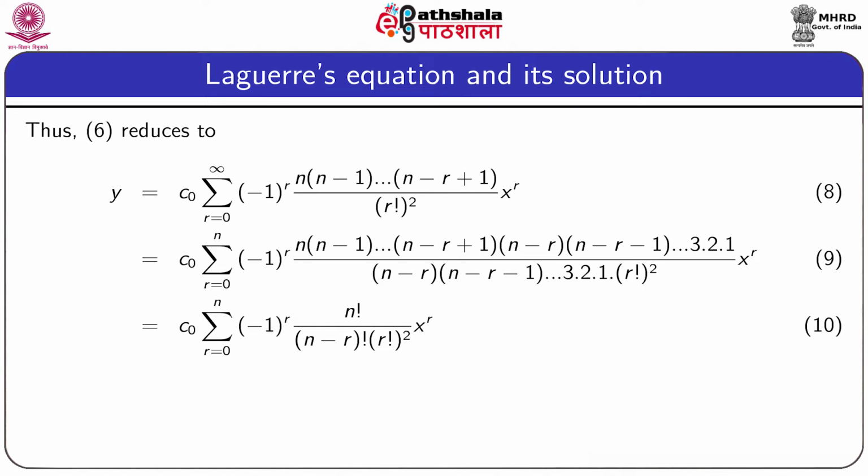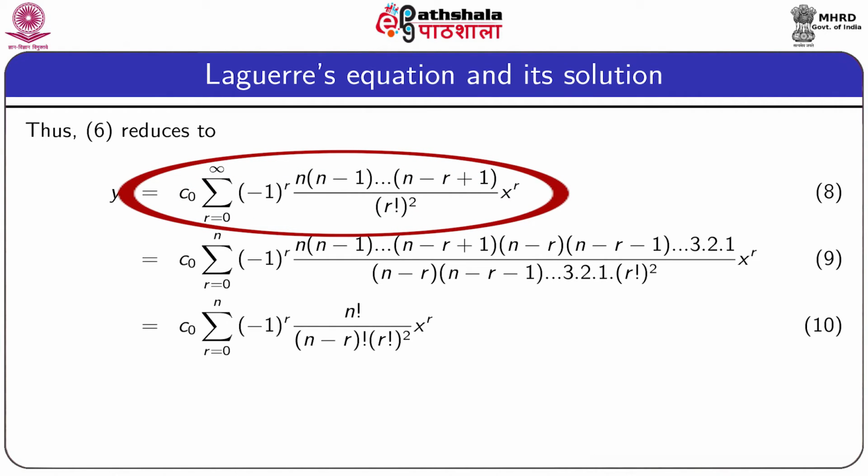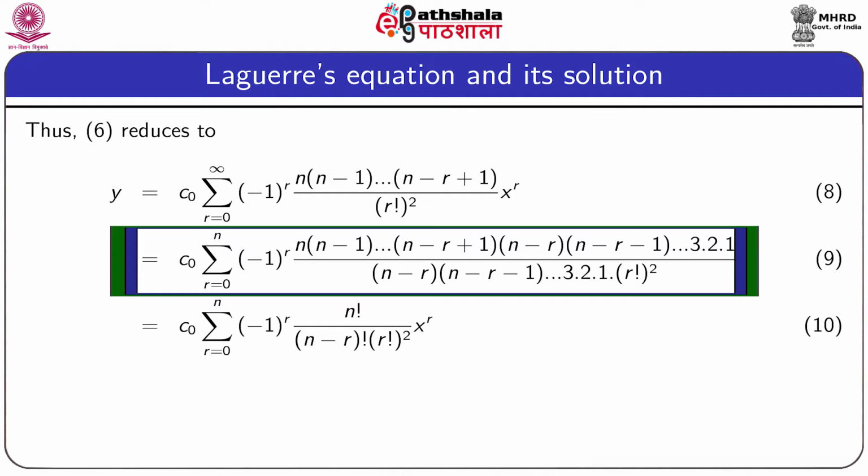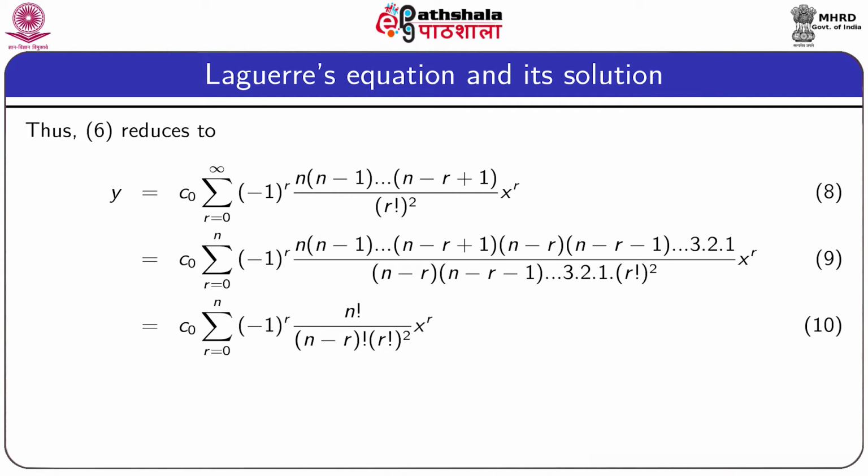And hence equation number 6 reduces to y equal to C0 summation r equal to 0 to infinity minus 1 whole to the power r n into (n minus 1) up to (n minus r plus 1) divided by (r factorial) whole square x to the power r, and this is equal to C0 summation r equal to 0 to n minus 1 whole to the power r n into (n minus 1) up to (n minus r plus 1) into (n minus r) into (n minus r minus 1) up to 3, 2, 1 divided by (n minus r) into (n minus r minus 1) up to 3, 2, 1 into (factorial r) whole square.